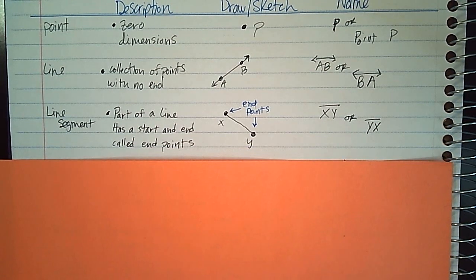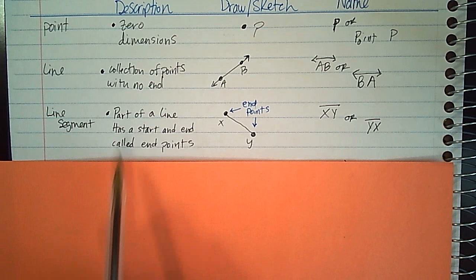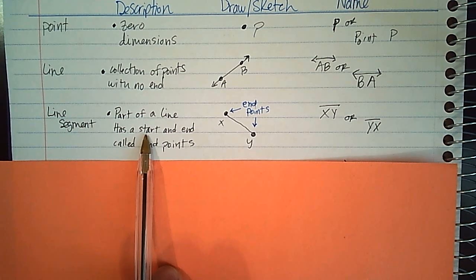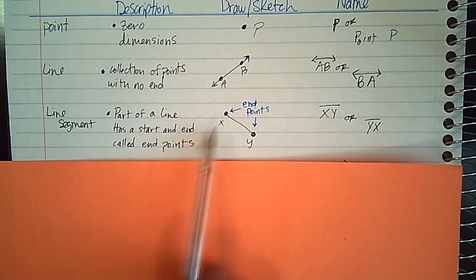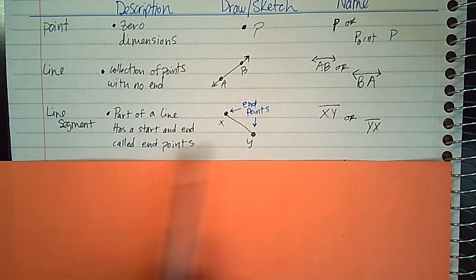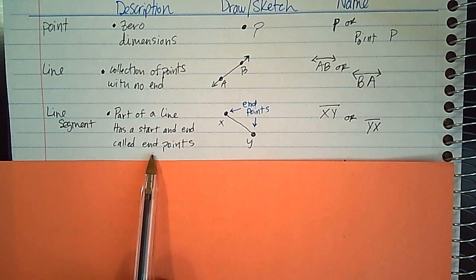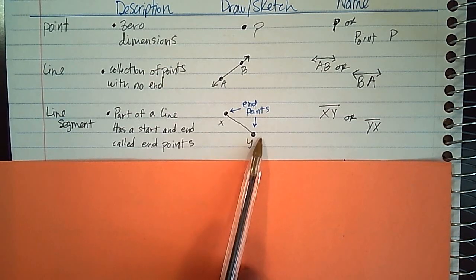Then we have a line segment. A line segment is part of a line. Imagine if we took a line and we just cut it, right? So it doesn't go on forever. It's just part of a line. It does have a start or a beginning, and it has an end. And where it starts and where it ends, those are called endpoints.